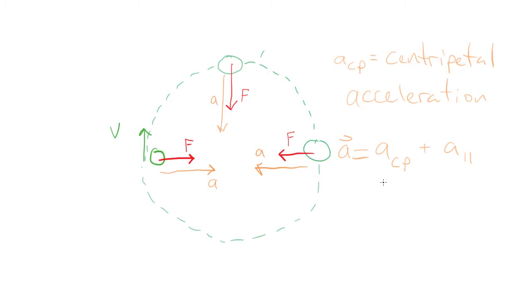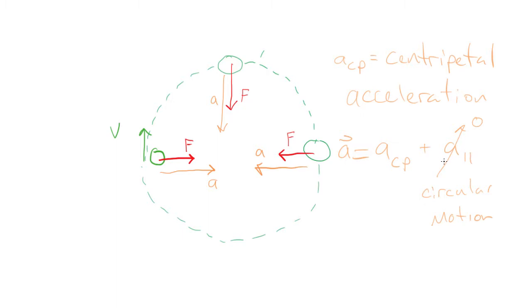When we're dealing with circular motion, that guy is 0. So for circular motion, the perpendicular acceleration is 0.